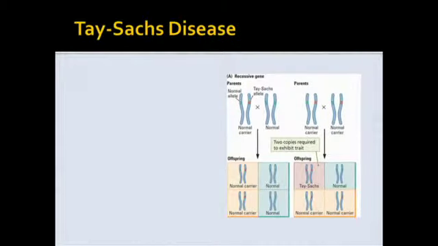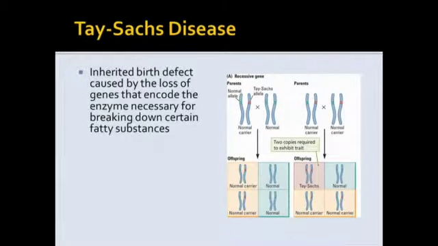I'm going to give you an example of two kinds of diseases that we see as a result of a genetic mutation. One of them is something known as Tay-Sachs disease. And it's an inherited disease. It's caused by the loss of genes that encode an enzyme that's normally responsible for breaking down fatty substances in the body. So you can see here, it's a recessive gene. Here's the normal allele. Here's the Tay-Sachs allele. We have this is a person who's called a carrier.